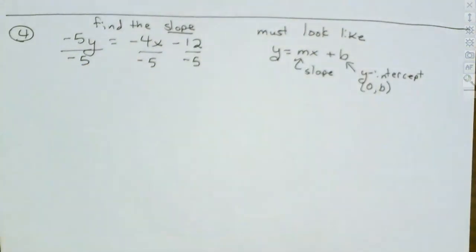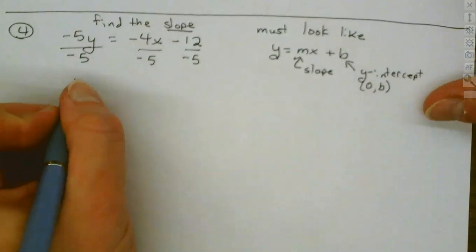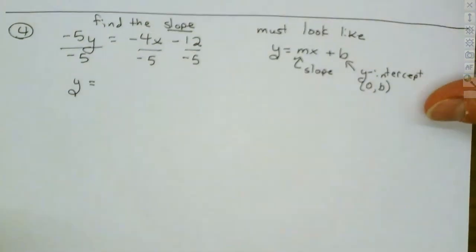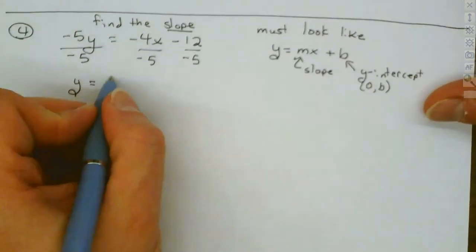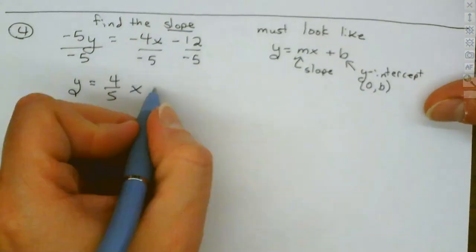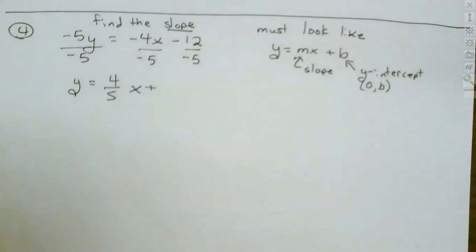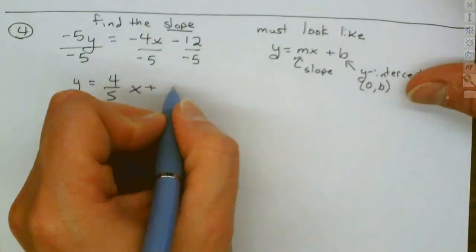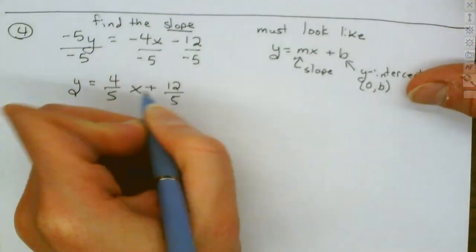So we're going to divide everything by the -5 there. Okay, and once we divide everything by the -5, that reduces down and that gives you a y. Negative and negative makes it a positive 4/5 x. Negative and negative here make it now a positive 12/5.